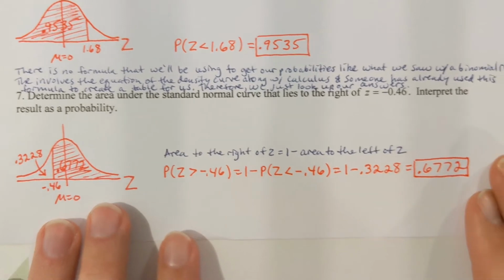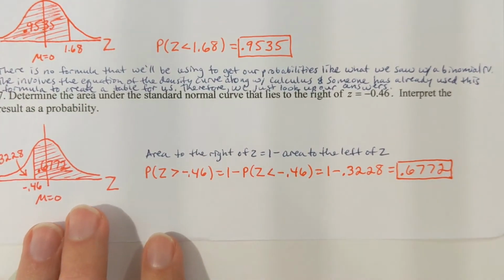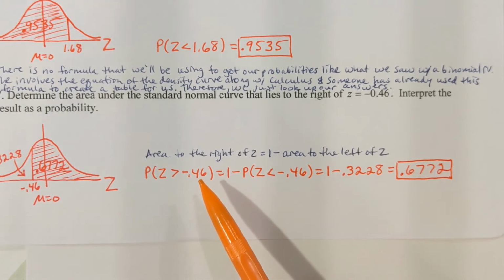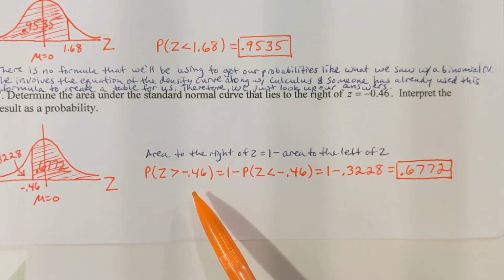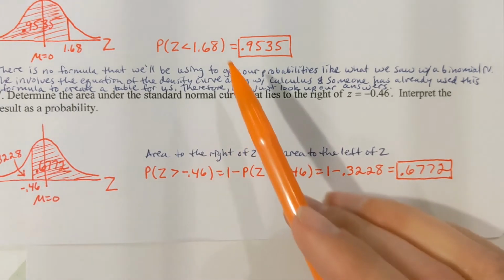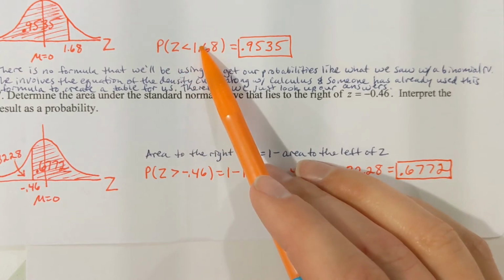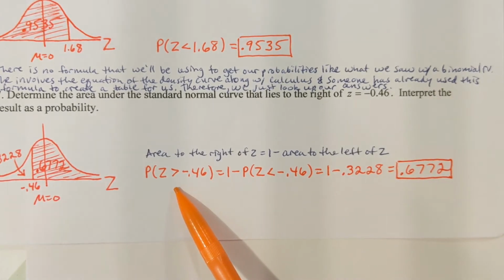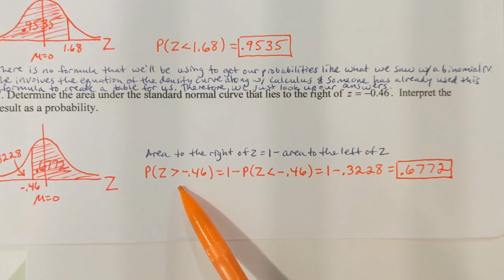Now again, I can look at this as a probability question. When I write the probability that z is greater than negative 0.46, what that means is that I'm describing the area to the right of that z-score, which is what we want in the problem. Whenever the sign is facing away from z, you're talking about area to the left. Whenever it's facing towards z, you're talking about area to the right. So, of course, you want to make sure that you have the sign facing in the correct direction there, depending on what you're talking about, area to the left or area to the right.